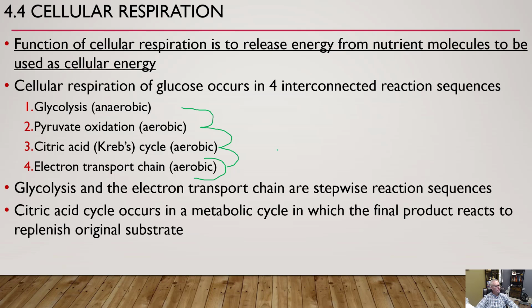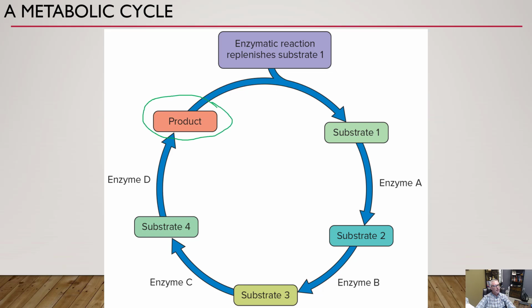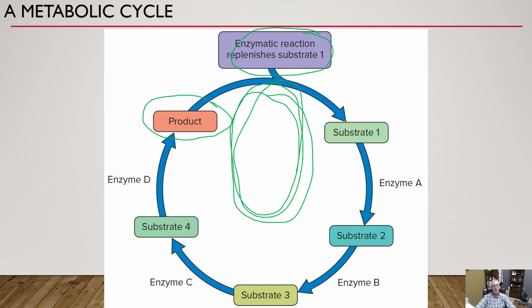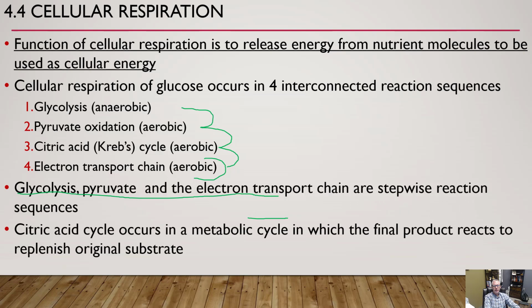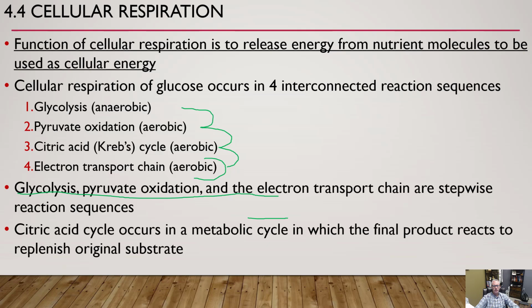And previously I mentioned that glycolysis, that we have stepwise reactions, and then we have cyclical reactions. So glycolysis and the electron transport chain are stepwise reactions. Step 1, step 2, step 3, step 4, and then once we're done, we're done. Citric acid cycle is a metabolic cycle. It's a cyclical pattern so that once we're done, once we have our final product, as long as we have more source material, we can continue this cyclical pattern until we run out of either product or source material. And actually, I should say glycolysis, pyruvate oxidation, and the electron transport chain are stepwise reaction processes.